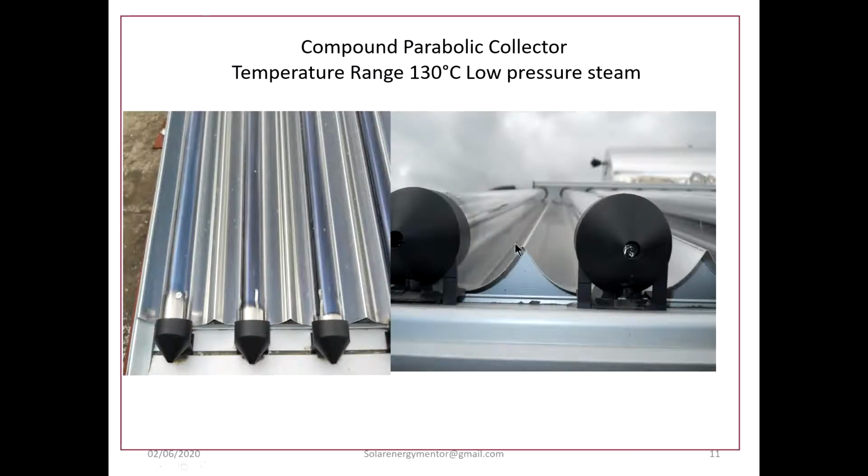So we have already seen these photographs in our earlier presentations. This is a photograph of a compound parabolic collector. It has a parabolic profile, and at the focus there is an absorber placed. One can easily get temperatures in the range of 130 degrees Celsius, so we can generate low pressure steam using this collector.